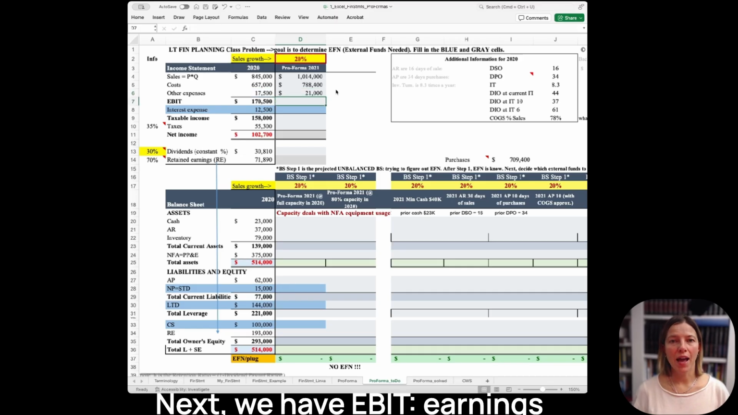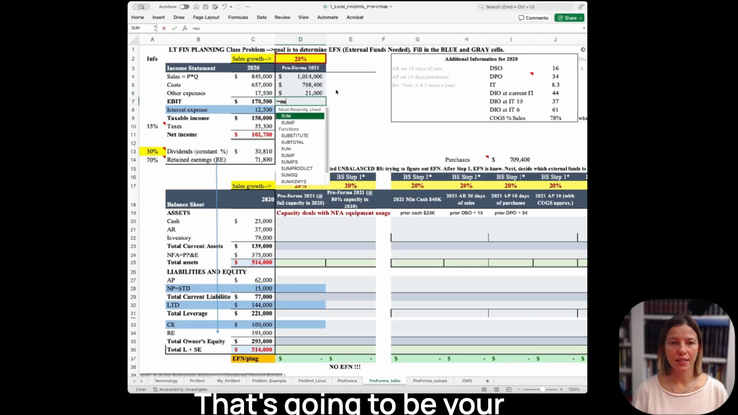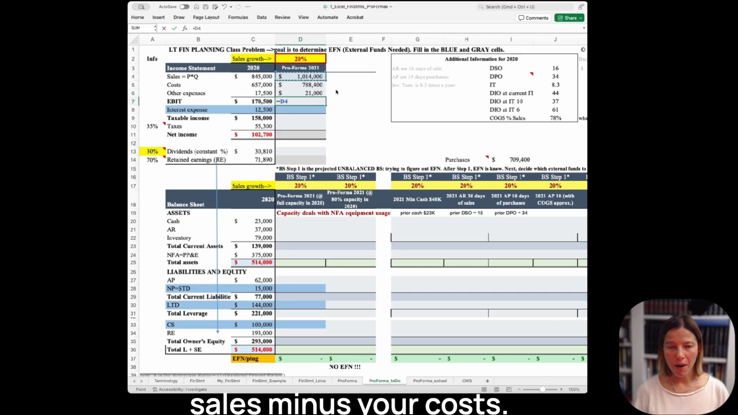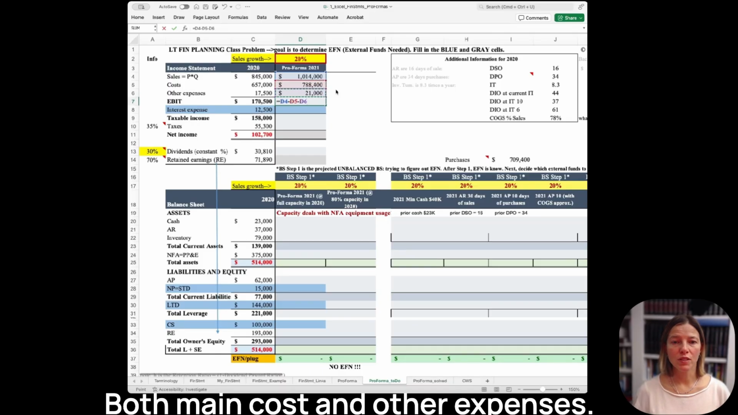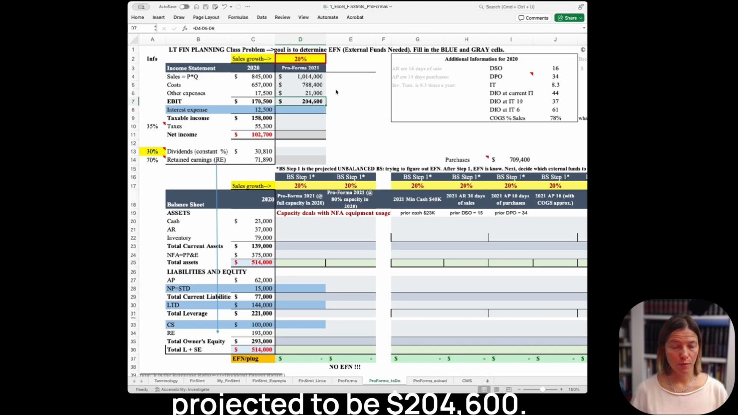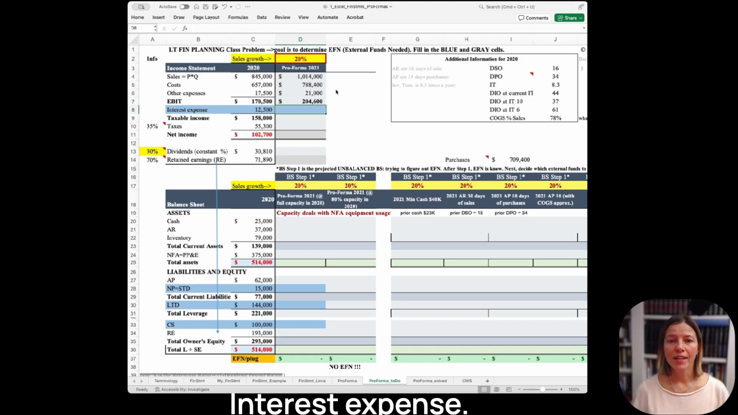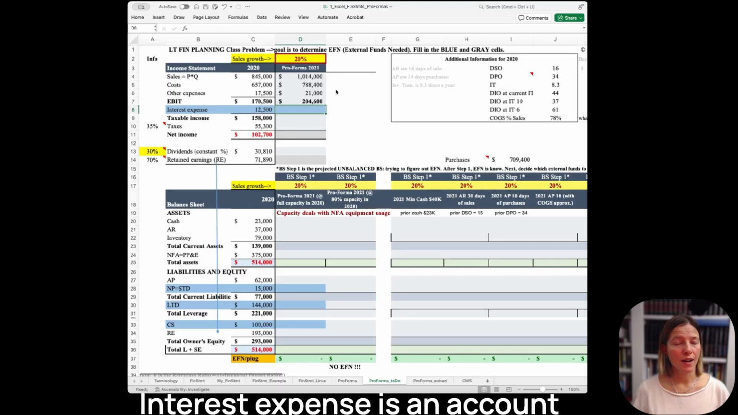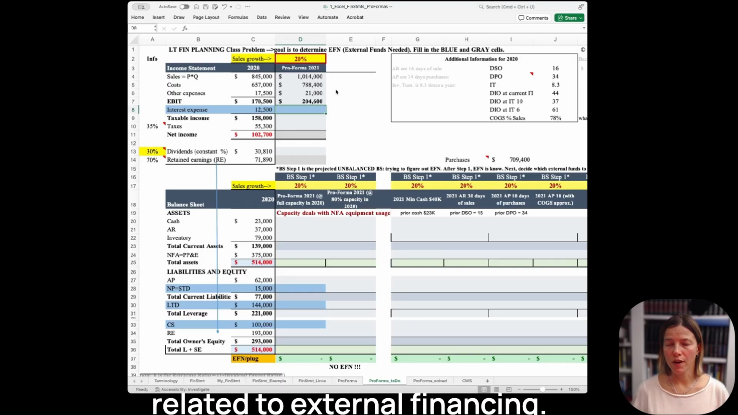Next, we have EBIT, earnings before interest and taxes. That's going to be your sales minus your costs, both main costs and other expenses. So our EBIT is next year projected to be $204,600. Interest expense. Okay, interest expense is an account related to external financing.